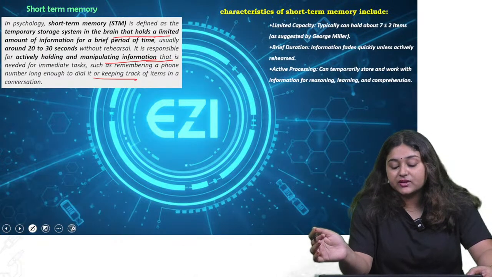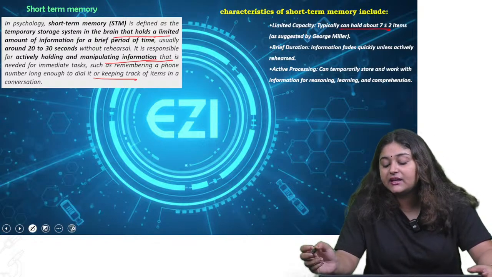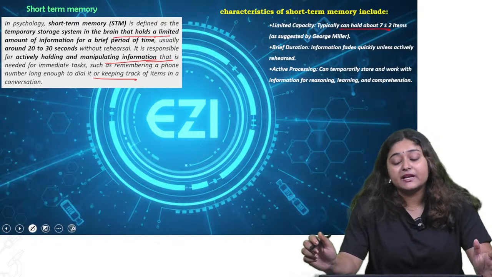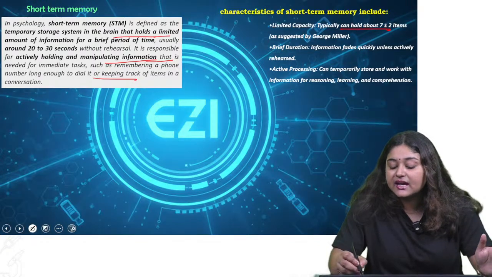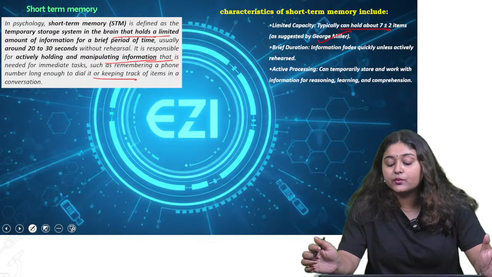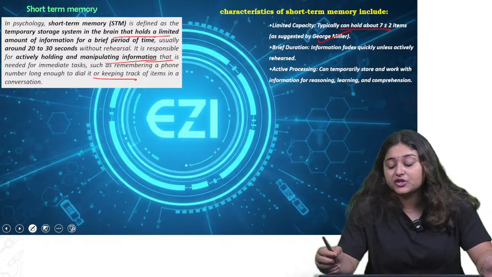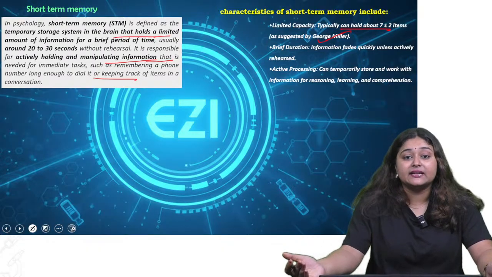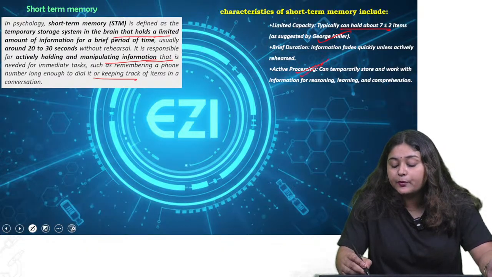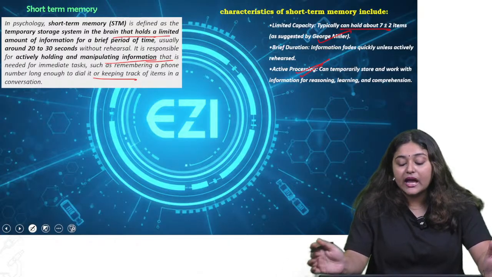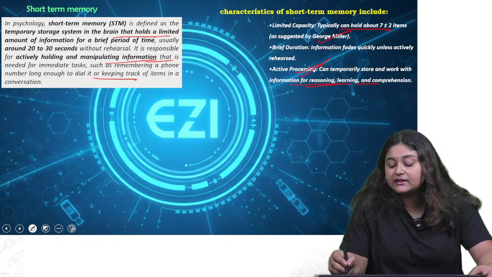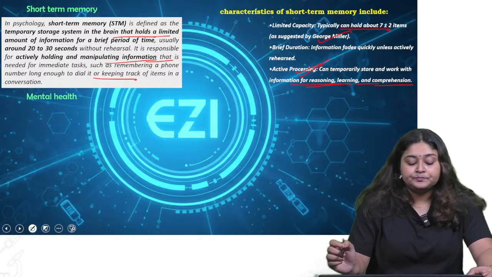So what are the characteristics? Limited capacity: typically it can hold a maximum of 7 plus or minus 2 items, as suggested by George Miller. Brief duration means information fades quickly unless it is actively rehearsed. Next is active processing: it can temporarily store and work with information for reasoning, learning and comprehension.